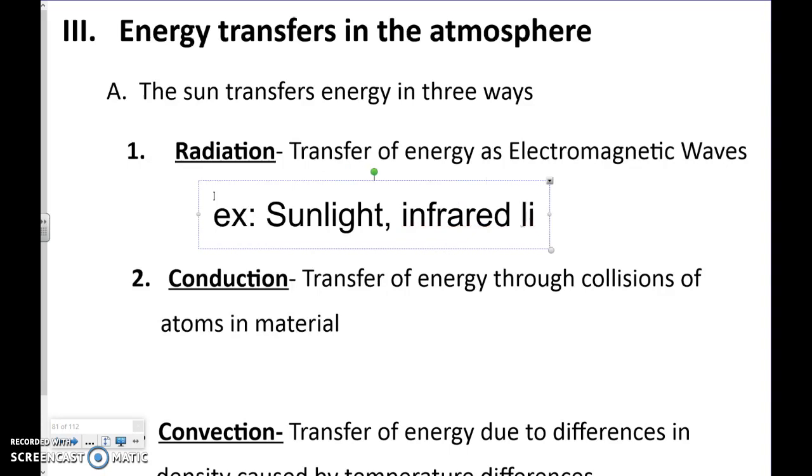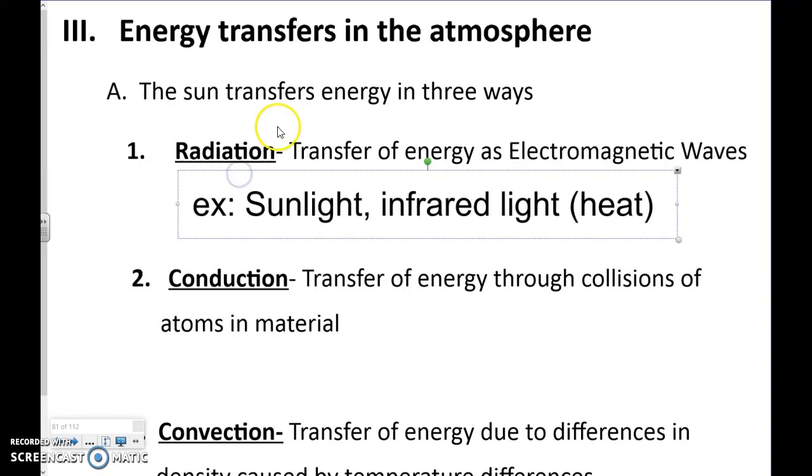Infrared is another word for heat. Our body puts off radiation in the form of body heat. Infrared lights keep our food warm at fast food restaurants, that sort of thing.